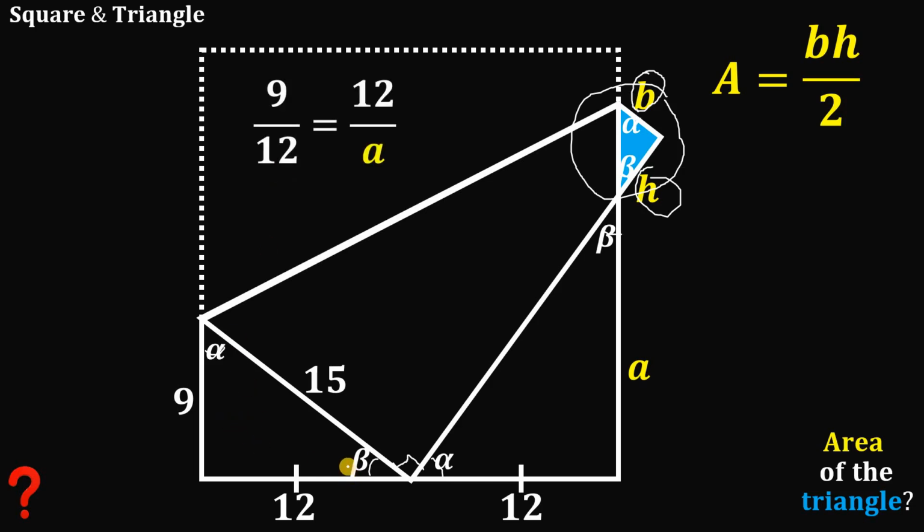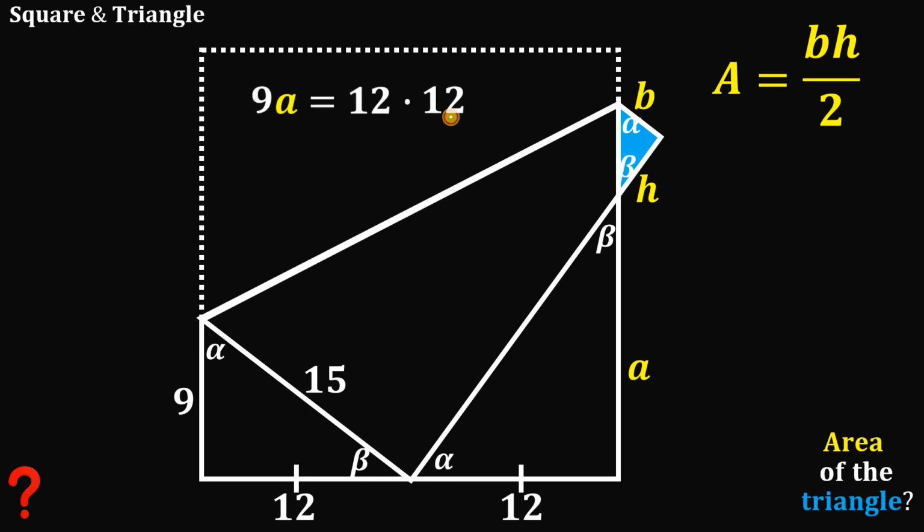So we have 9 over 12, the side opposite of angle beta over the side opposite of angle alpha, and it must be equal to 12 over A. Now, to solve for the value of A, let's cross multiply. 12 times 12 will give us 144. Divide both sides by 9. So A must be equal to 144 over 9, or simply 16. So the value of A must be equal to 16 units.